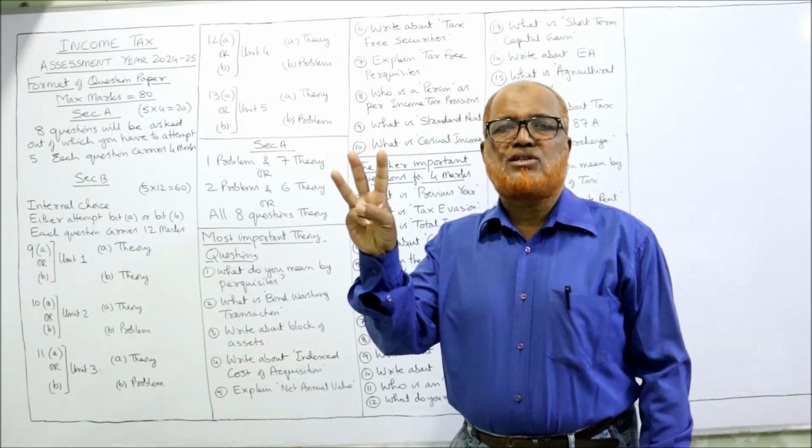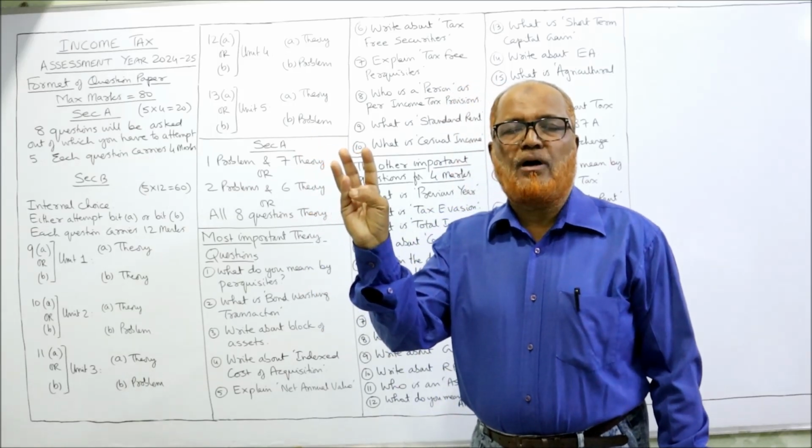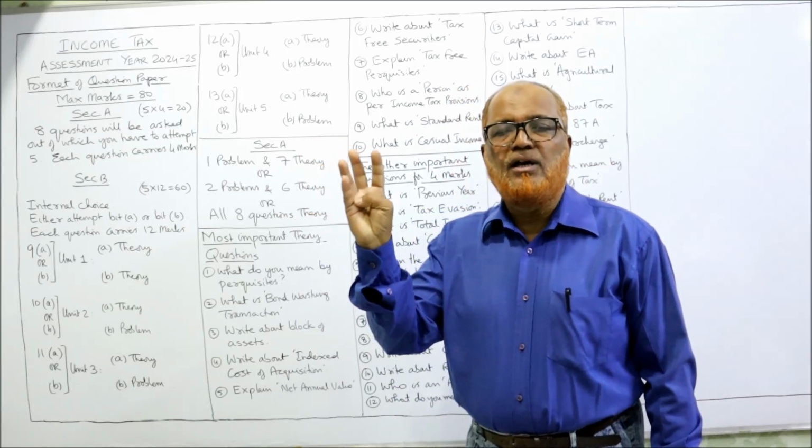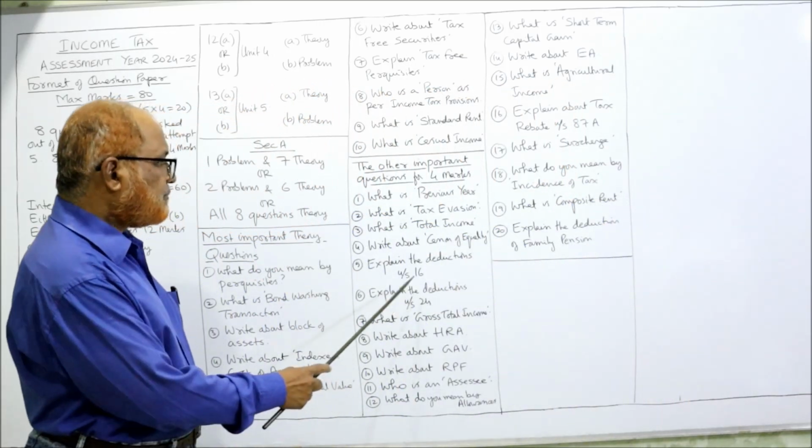So 3 deductions under section 16. 16(1)(a) standard deduction, 16(2) entertainment allowance EA deduction, and 16(3) professional tax paid by the employee.